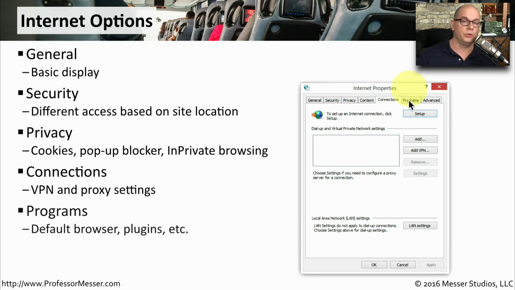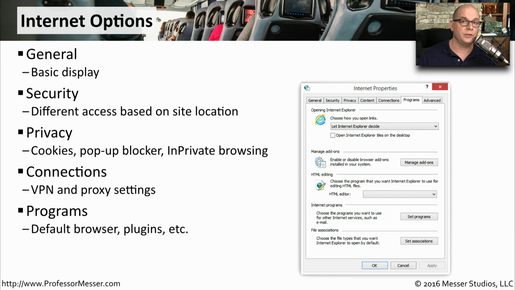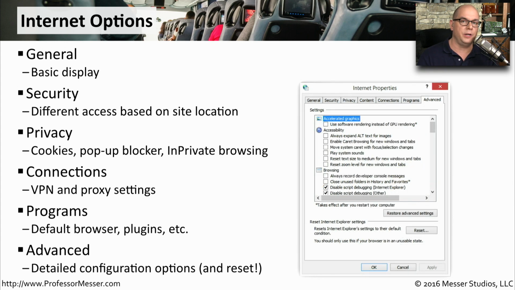The Programs tab will show you information about your default browser, what your default applications might be, and you can set up file associations within here as well. And the Advanced tab allows you to set very detailed configuration settings. I also like this option at the bottom to reset all of Internet Explorer settings back to the defaults.